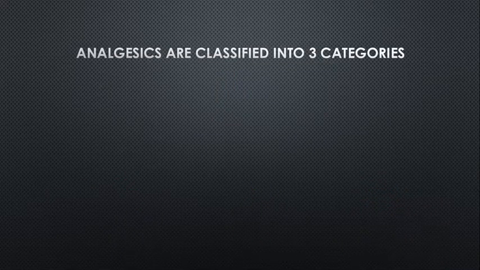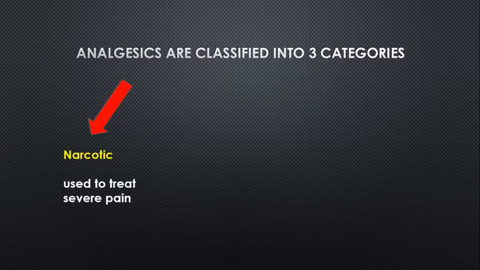Analgesics are classified into 3 categories. The first category is called narcotics. It contains drugs that are used to treat patients having severe pain, such as patients who are in the 4th stage of cancer. An example of narcotics is morphine.